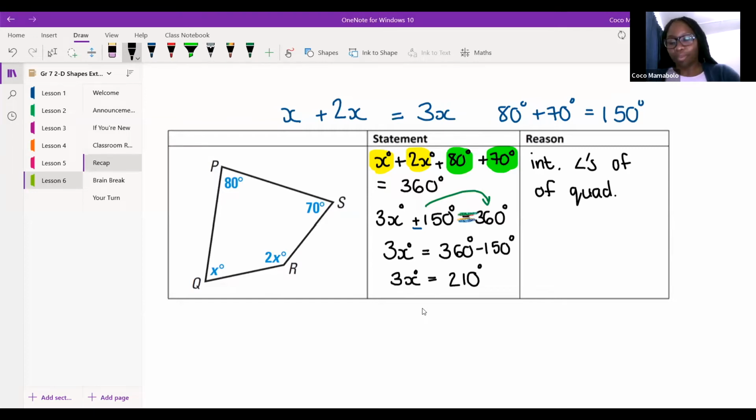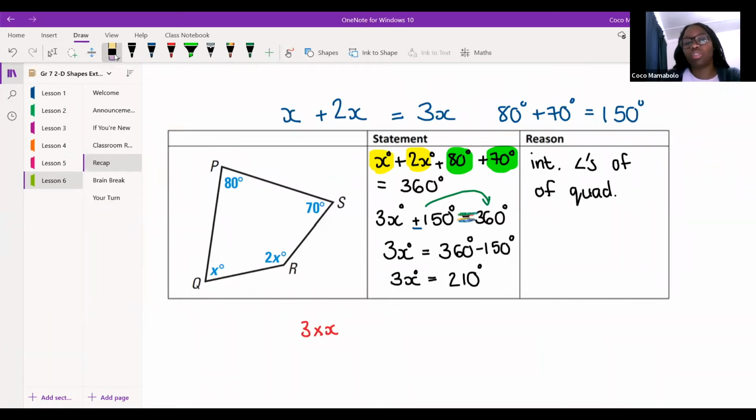All right. Okay, so now remember, guys, this 3x actually represents 3 times x. And if I have to do the inverse operation of 3 times x, what is the inverse operation of multiplication?